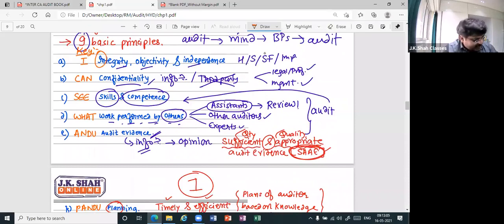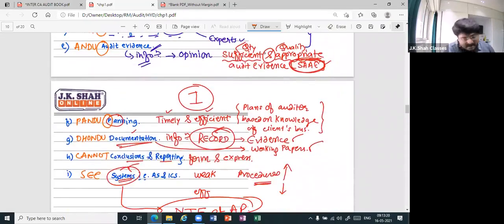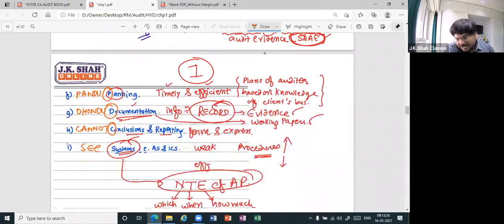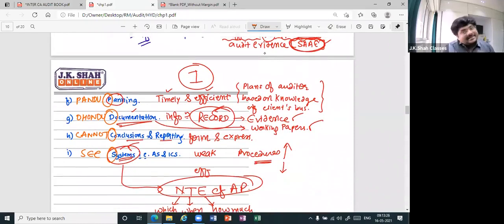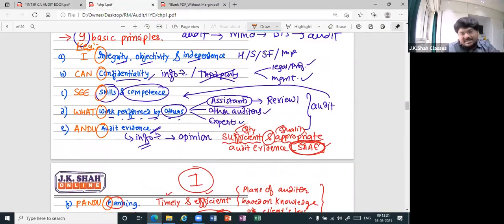I stands for integrity, objectivity, independence. CAN stands for confidentiality. S stands for skills and competence. W stands for work performed by others. Andu stands for audit evidence. Pandu stands for planning. Dondu stands for documentation. Cannot stands for conclusions and reporting. And C stands for systems, AS and ICS. I'm telling you, you will remember, but you have to remember this nonsense.